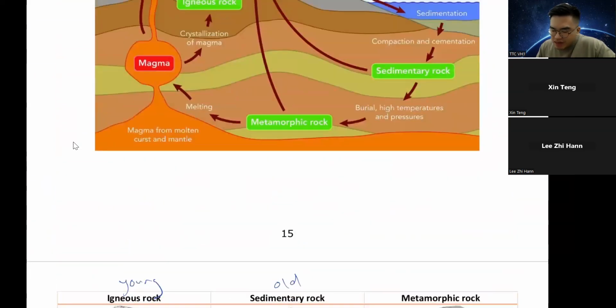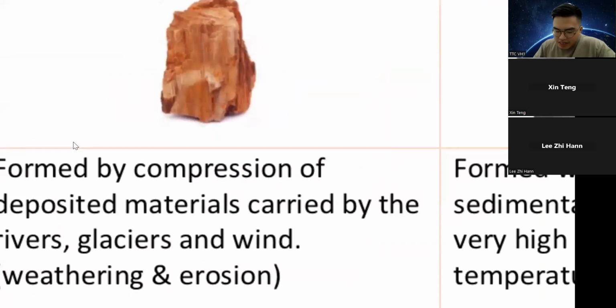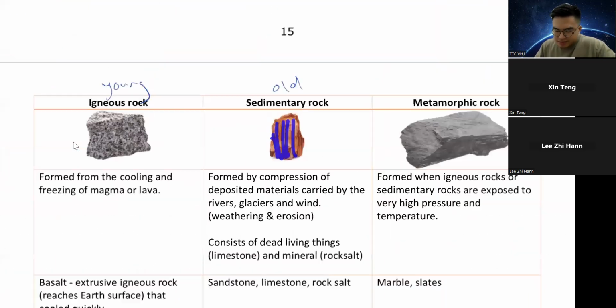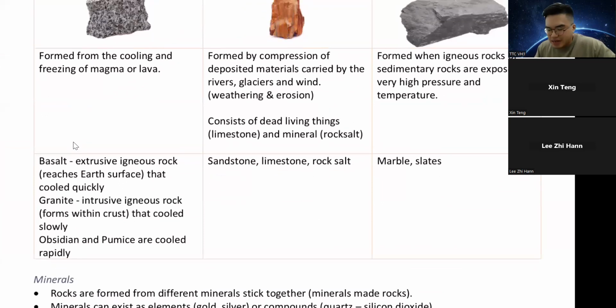Okay, how do you know it's sediment? You see, sediment has layers. They go down layer by layer. So can you see the layers? They have layers on them. Okay, so sandstone, limestone, rock salt, they have layers.